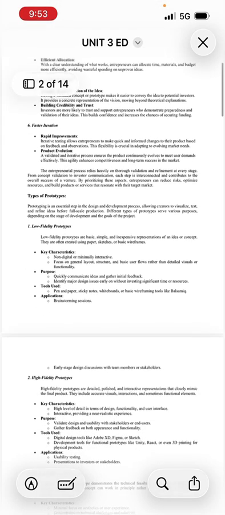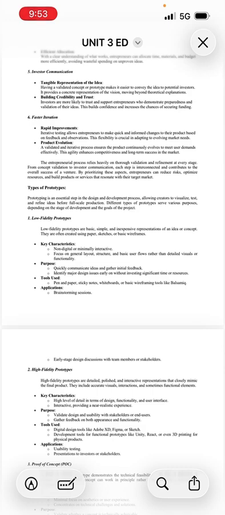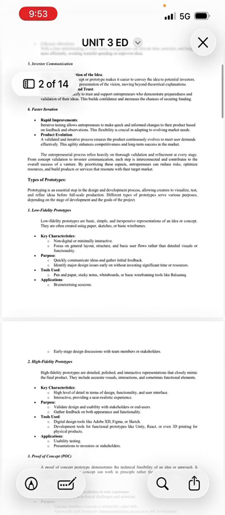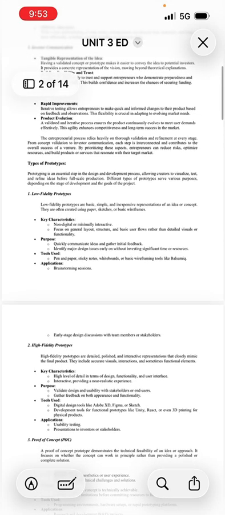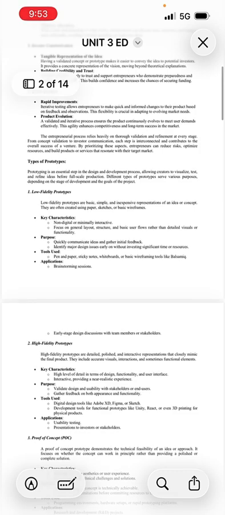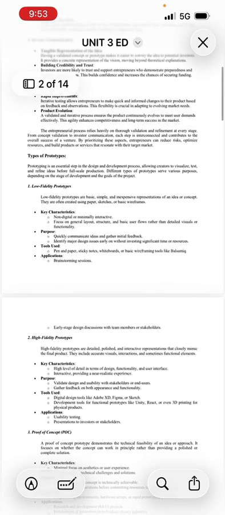And next is the high fidelity prototype. A high fidelity prototype is a detailed, polished and interactive representation that closely mimics the final product. It includes accurate visuals, interaction and sometimes functional elements. It has a high level of detail in terms of design, functionality and user interface, and it is interactive, providing a near realistic experience. By using this, we can validate design and usability with stakeholders or end users, and gather feedback on both appearance and functionality.